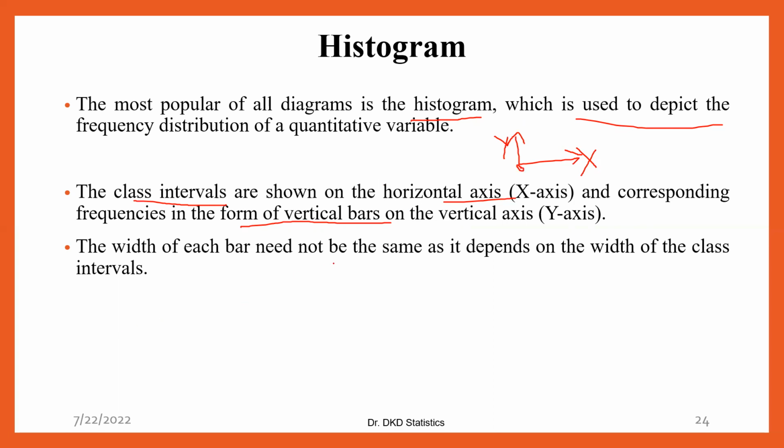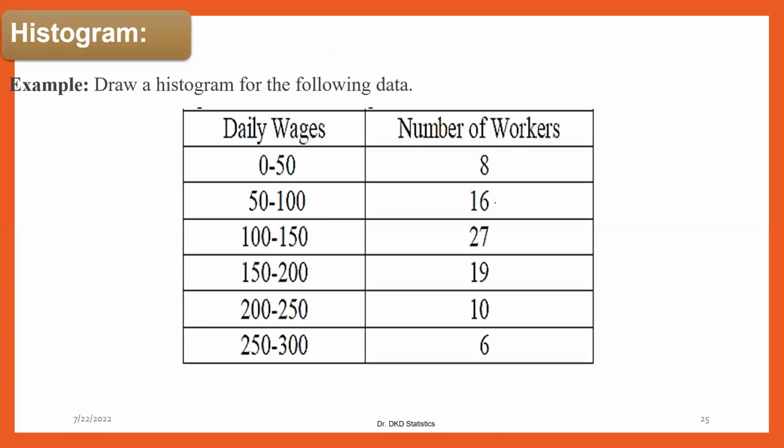The width of each bar need not be the same, as it depends on the width of the class intervals. Now see here, daily wages and number of workers. Suppose in a hospital, daily wages 0 to 50 rupees, 8 workers; 50 to 100 rupees, 16 workers; 100 to 150, 27; 150 to 200, 19; 200 to 250, 10; 250 to 300, 6. Suppose this data is given, how do we create the histogram?